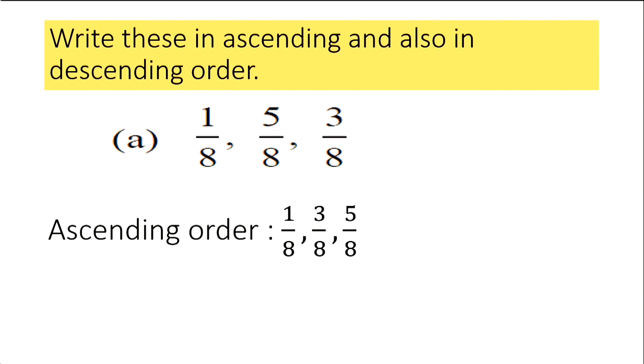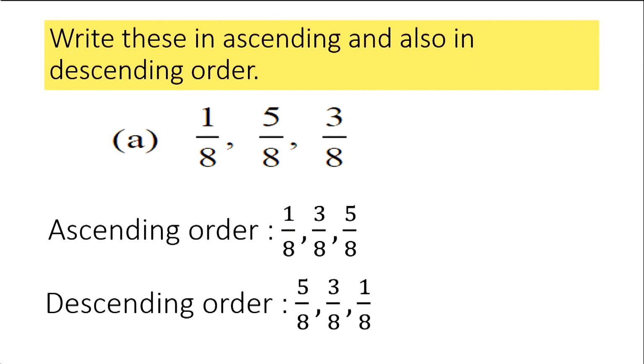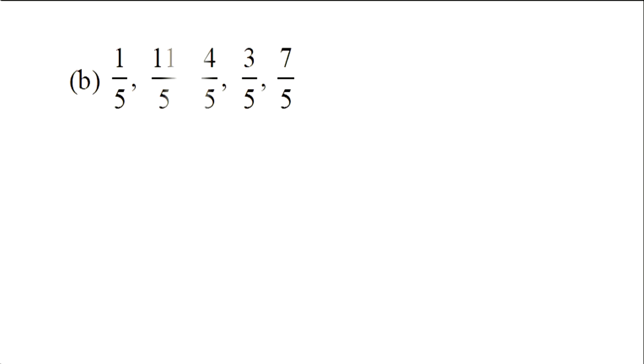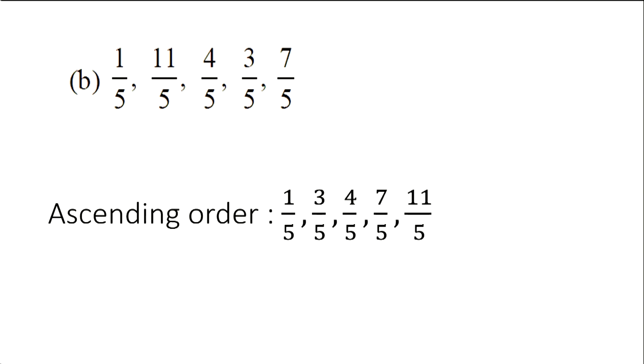Then what will be the descending order, that is, from greatest to smallest? You are exactly correct. The greater the numerator, the greater the fraction. We have to write the greater fraction first: 5 by 8, 3 by 8, 1 by 8. This is the descending order of the given fractions. Now, let us go to another set of fractions. Here also we have to arrange in ascending order as well as in descending order. It is easy to arrange the given fractions in ascending order.